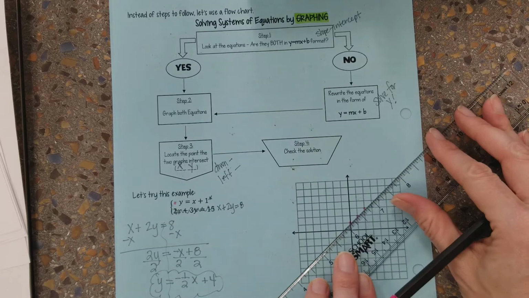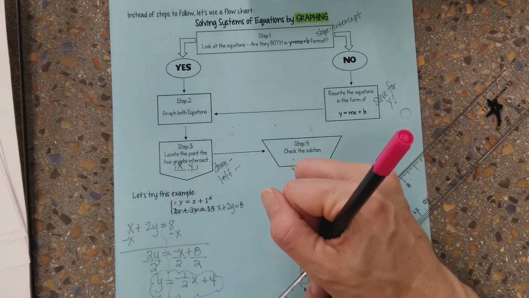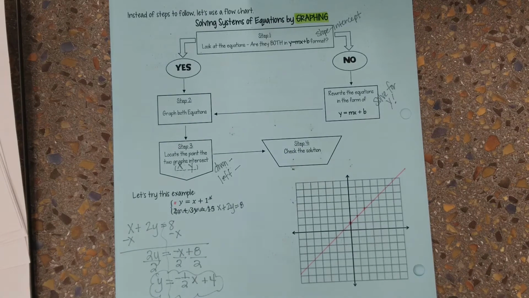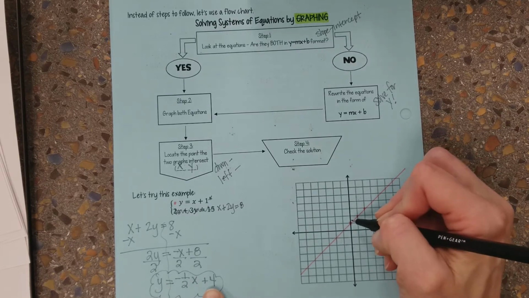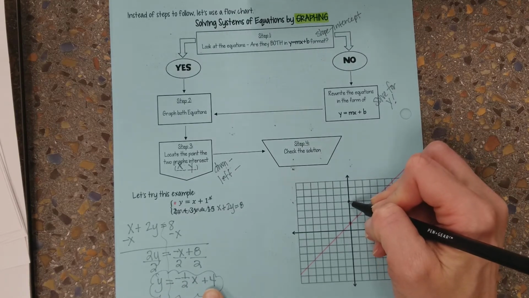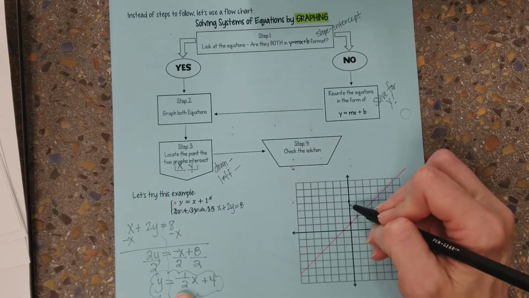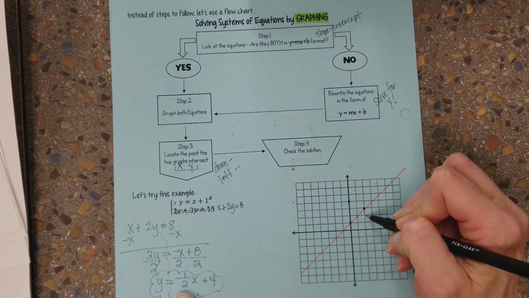Now this is another one of those times, you guys, when you're going to want very straight lines because it's going to be hard to see where they intersect if you don't have a straight line. Okay, so there's that one. Now I'm going to graph this one. I'm going to start at positive 4, so 1, 2, 3, 4. Now my slope is negative, so it means I go down 1 and over 2. So down 1 over 2, down 1 over 2.